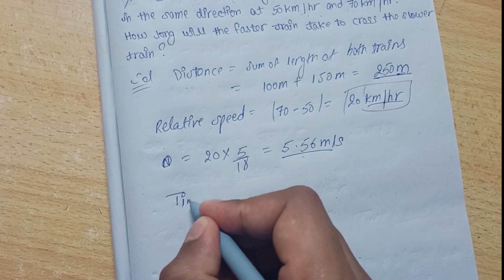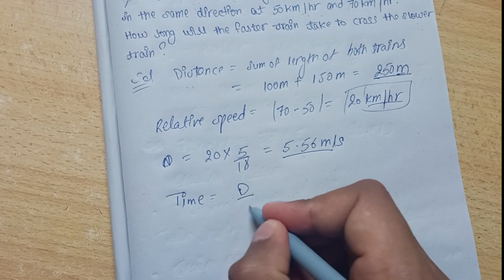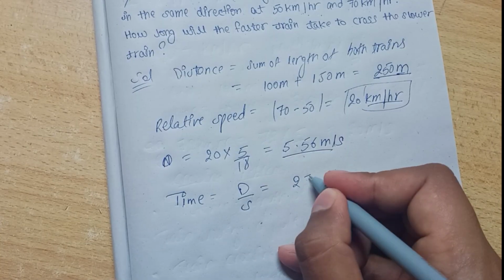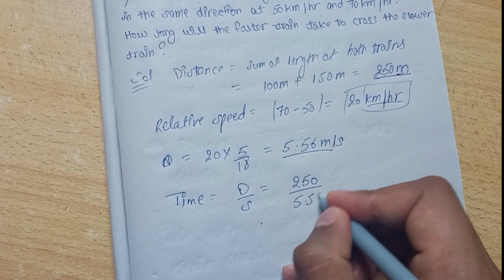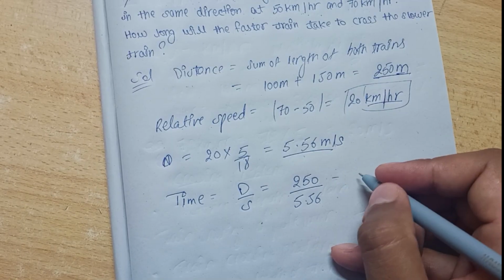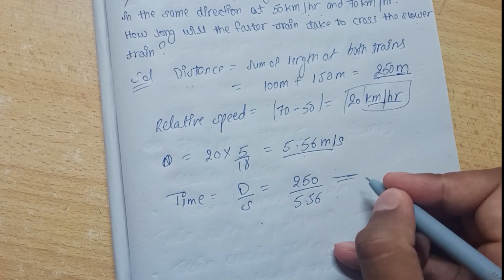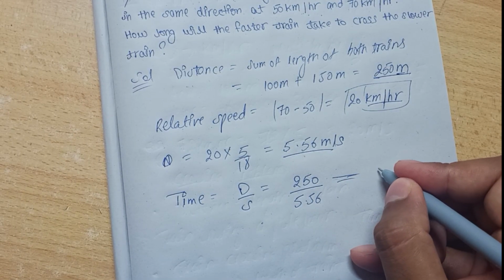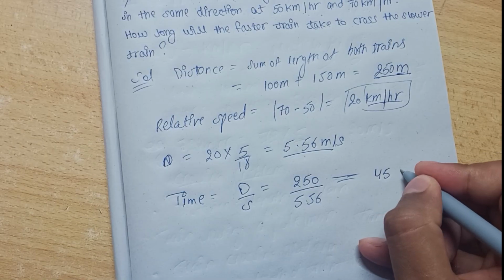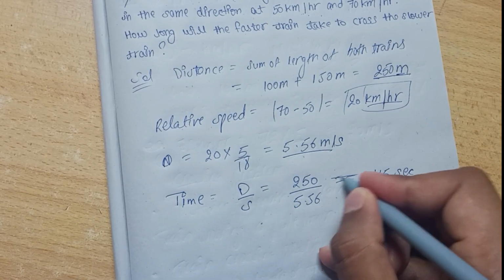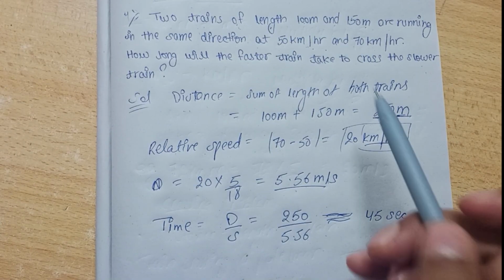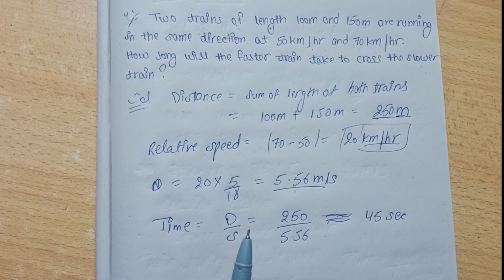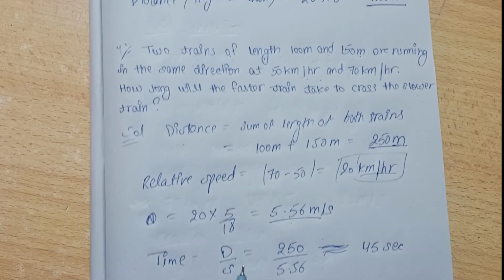Now we have a speed and we have a distance, so we can simply calculate the time. Time is equal to distance upon speed, which is equal to 250 divided by 5.56, and the answer is around 45 seconds, approximate answer. So this is problem number 1. What approach do we have to take to solve this problem?